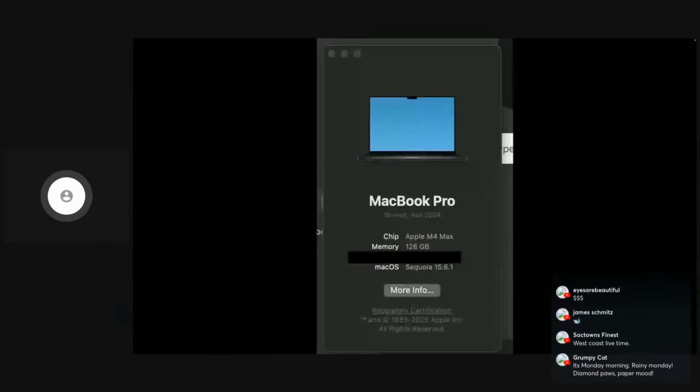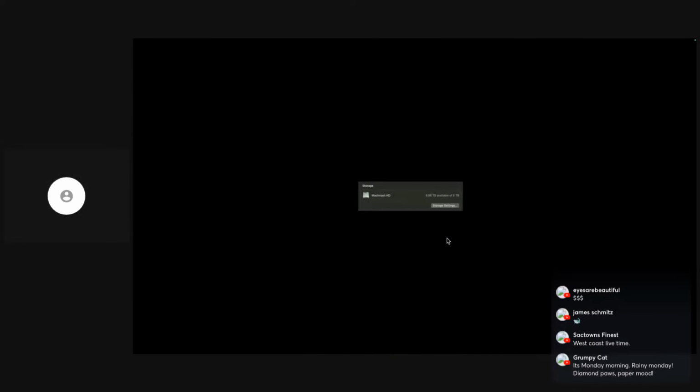So yeah, I've had this for about 6 months, but I decided to go ahead and use it. The other computer is going to be sent to Apple, and then I'm probably going to end up selling it or whatever. But this is an M4 Max. It has 128 gigabytes of RAM, of freaking RAM. It has 8 terabytes of hard drive.